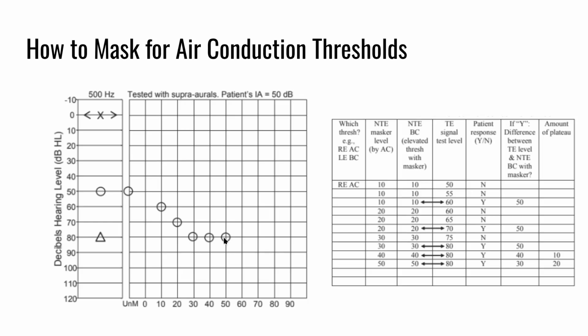We can say our threshold confidently for the right ear masked air conduction threshold is at 80 dB, represented by this triangle here. So 80 dB is our masked air conduction threshold in the right ear for this particular frequency. Now, in this example, we don't usually know this, but the author is giving us the patient intraoral attenuation value of 50 dB. So you can see whenever there's a difference of 50 dB, there could be crossover between the test ear and the non-test ear.